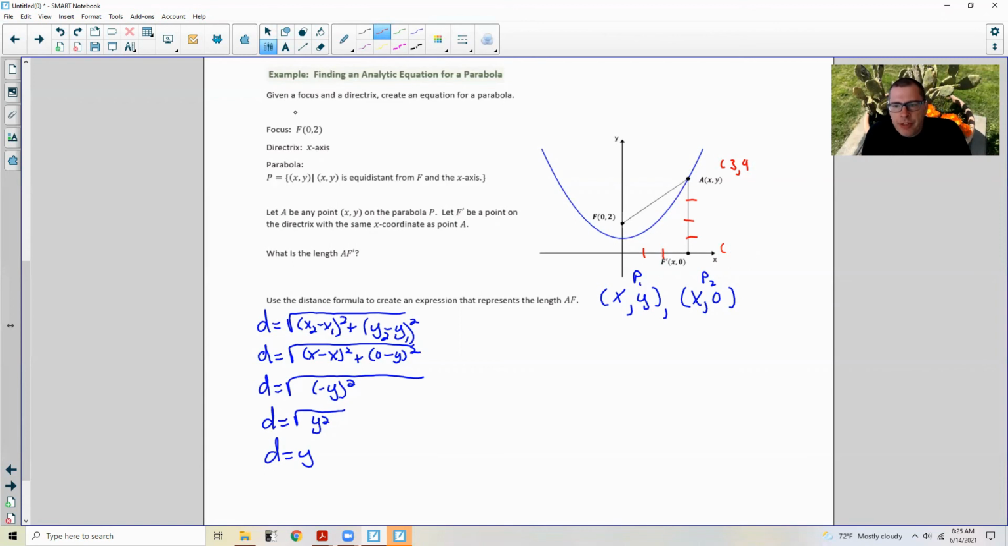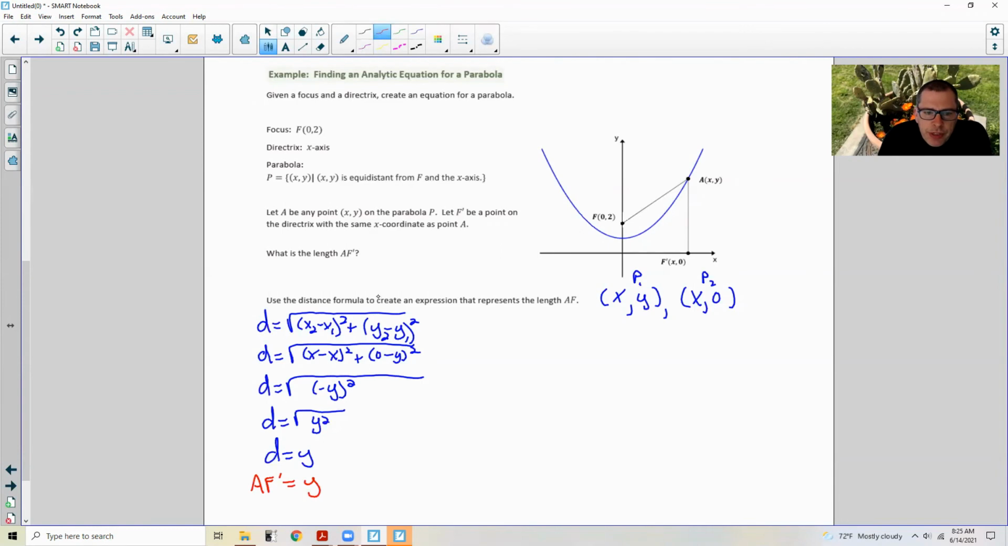All right, so let's just get rid of all that. So there's the length of A f prime. It's y. Okay, so A f prime equals y. So I'll say that A f prime equals the length y.